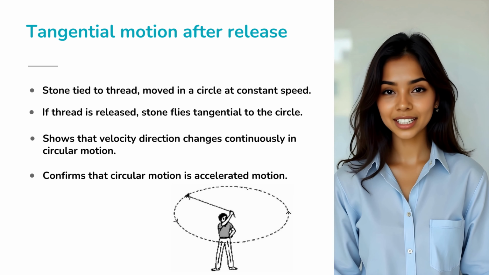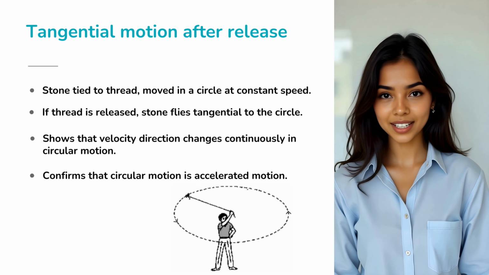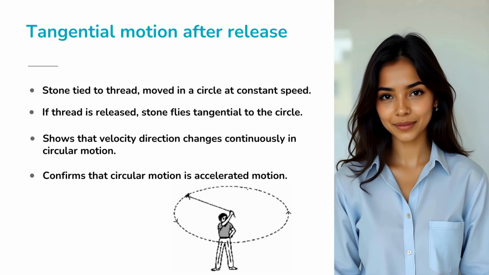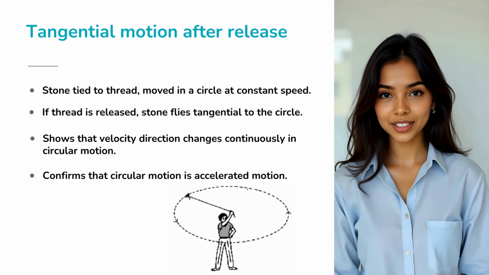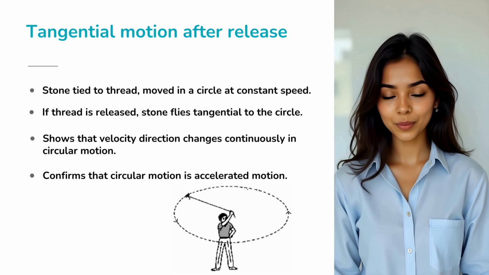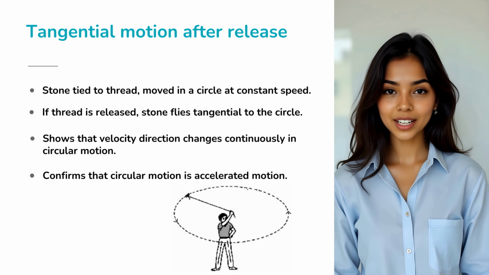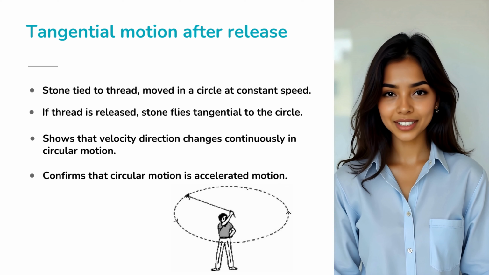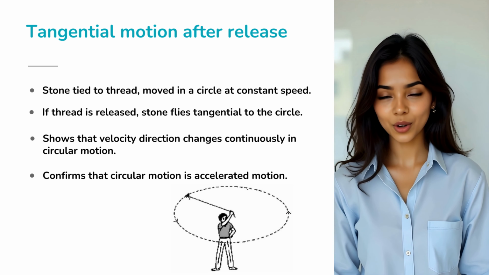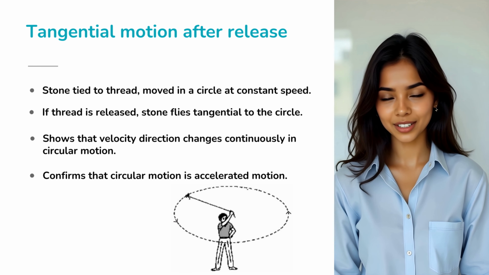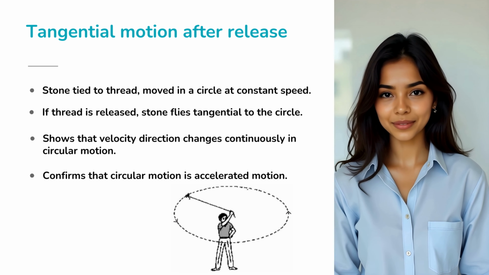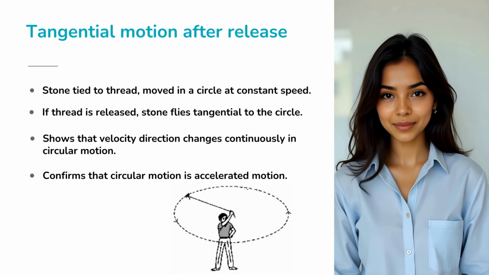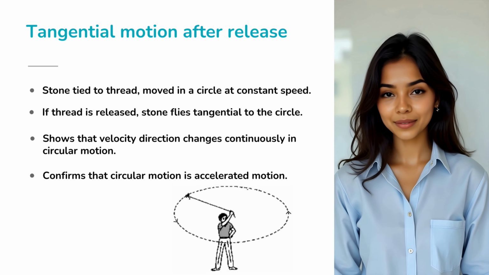Here's a fun activity. Tie a stone to one end of a thread and whirl it in a circle. The stone keeps moving in circular motion as long as you hold the thread tight. But the moment you release the thread, the stone flies off tangentially in a straight line touching the circle. This simple demonstration shows that in circular motion, the velocity is always directed tangentially to the circle at every point. That's why, even with constant speed, the velocity keeps changing.